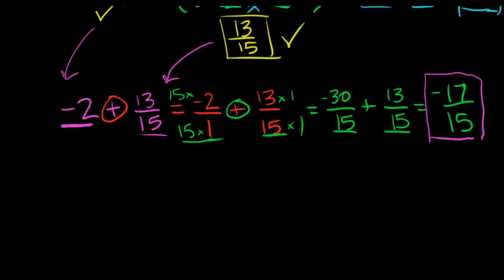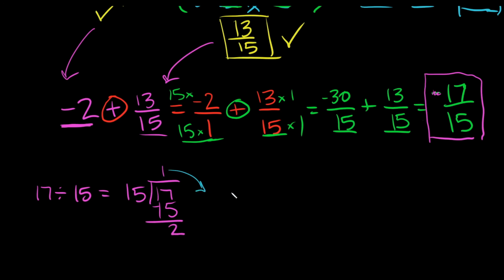Okay, and again, when we have this negative sign here, the easiest thing to do is just kind of ignore it for right now. Okay, so we're just going to do 17 divided by 15, right? Okay, so 15 goes into 17 once. 1 times 15 is 15. 17 minus 15 is 2. Again, this top number becomes your whole number or your integer. This remainder goes at the top. And then whatever number we had here at the bottom is what we're going to keep down here also.